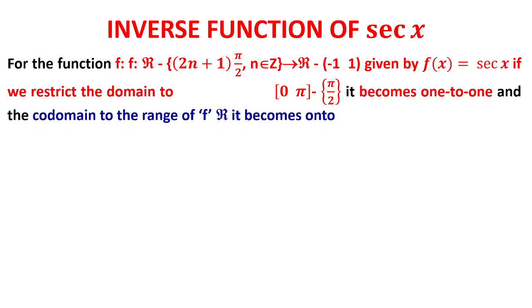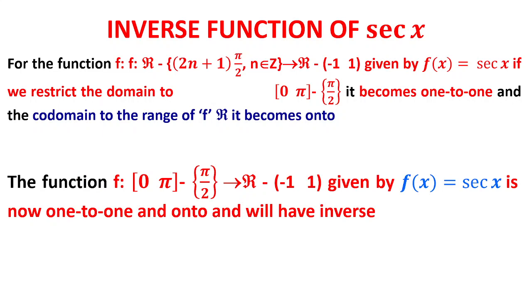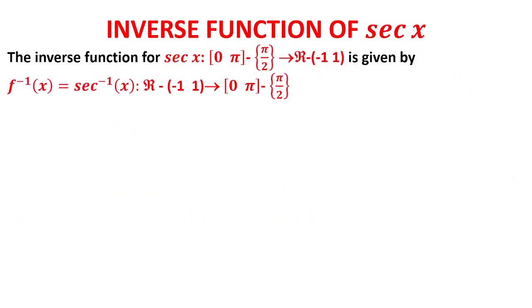Therefore, we restrict the domain to 0 to pi minus pi by 2, because you know that secant pi by 2 is not defined, and it will become one-one and onto. Now, R minus of minus 1 to 1, you have to be very careful. Now let us take the inverse function of secant x. It is secant inverse x, from R minus of minus 1 to 1, that is all real numbers except the numbers lying between minus 1 and 1, to 0 to pi minus pi by 2. Pi by 2 is not there, from 0 to pi.